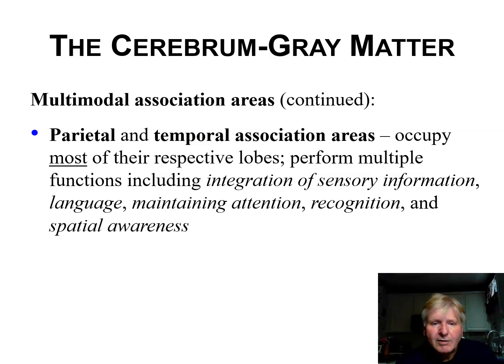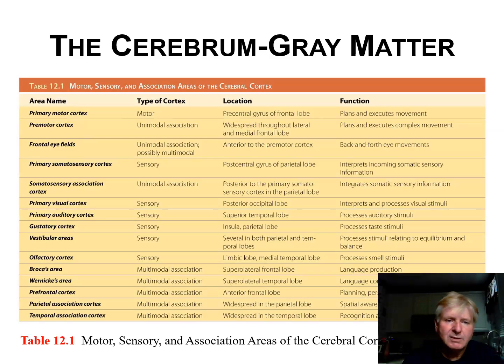Parietal and temporal association areas, these are multimodal areas that occupy those respective lobes. Some of the functions include integrating sensory information, language, maintaining attention, recognition, and spatial awareness. So this is a summary of your motor, sensory, and association areas of the cerebral cortex. I'll let y'all review that.